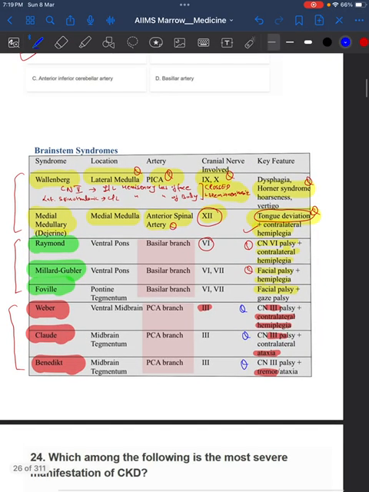Only the arteries which are important are these ones: PICA, anterior spinal artery, and this PCA branch. Then another is the cranial nerve involvement. In the midbrain, it will always be the 3rd nerve which is involved.